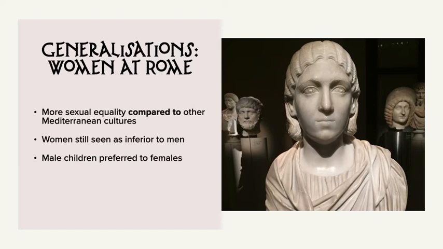One consequence of this preference is that female children could be exposed at birth, basically rejected by the family, left to die, and this eventually did lead to an imbalance in the ratio between the sexes. So Cassius Dio reports that there was actually a time when there were more men than women at Rome, and this was certainly a problem that Augustus was dealing with during his morality reforms as well.